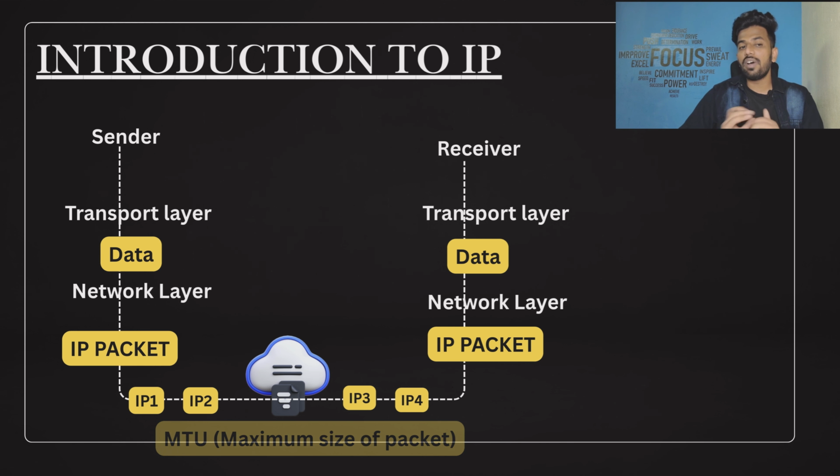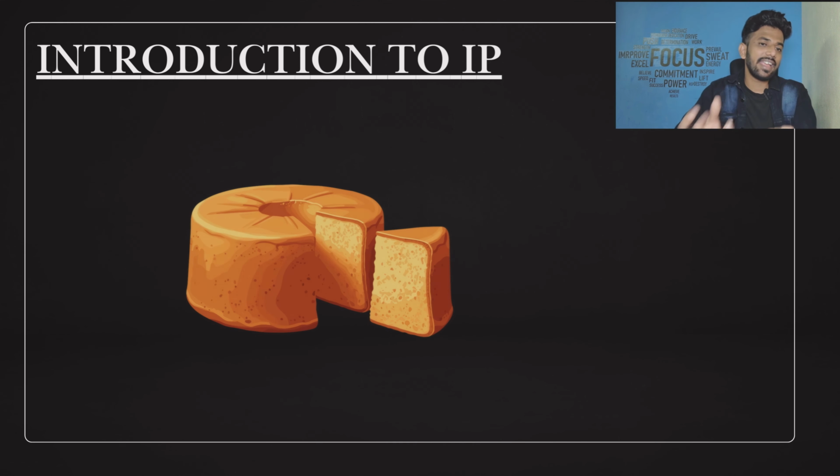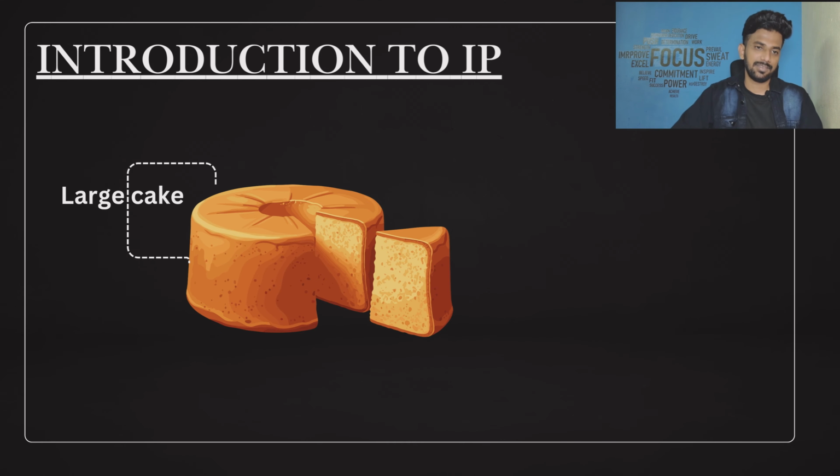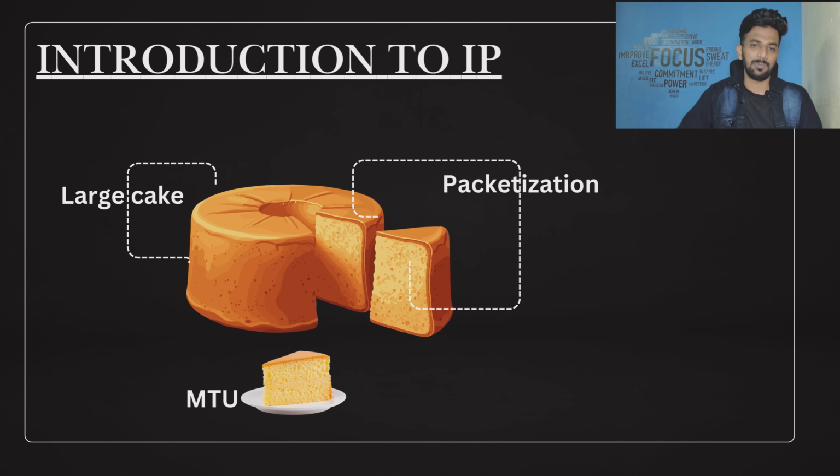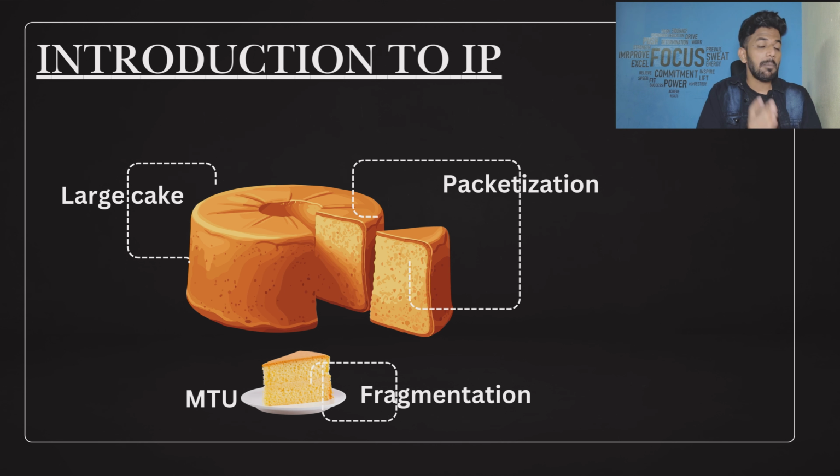Okay, so let's take a simple example to understand it in a better way. It is a general example. Imagine you ordered a cake, and this cake has a big size. What do you do? You cut it into slices, right? So that's the packetization. But if one slice is still too big for the plate, where the plate represents the MTU, what do you do? You cut it again into smaller pieces. That is the fragmentation. So this is all about fragmentation, packetization, and MTU.